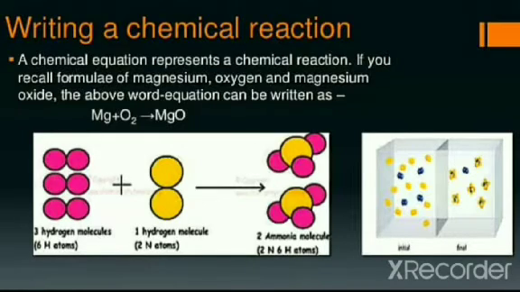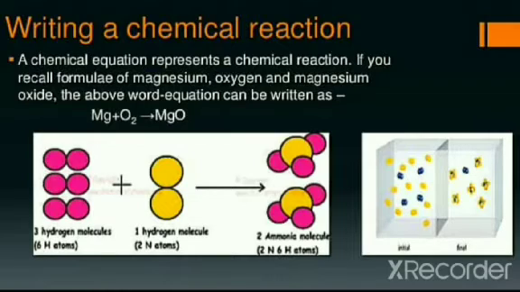You know that in this reaction, when magnesium burns in air or oxygen, the product formed is magnesium oxide. It will burn with a white dazzling flame. The product obtained is magnesium oxide. The word equation for this reaction can be written as magnesium plus oxygen gives magnesium oxide.